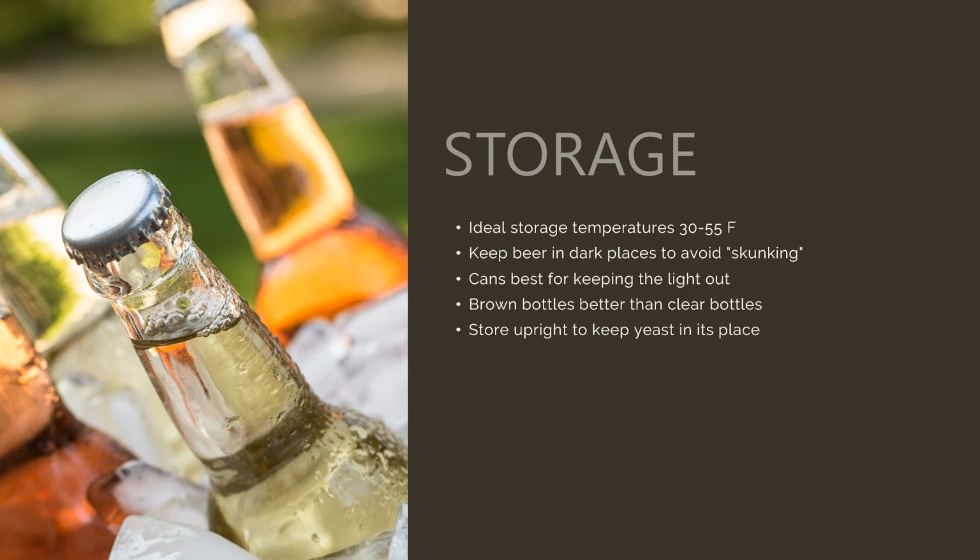And you also want it to be in dark places to avoid what's known as skunking. Skunking is an effect caused by UV rays, ultraviolet rays from the sun, entering the beer and causing chemical reactions that produce a smell and a flavor that is reminiscent of, as you might have guessed, skunk spray. So for that reason, cans are usually the best way to store beer so that the light stays out. If it's a glass bottle, brown bottles are better than clear bottles, but clear bottles are still used because sometimes it's nice to be able to see the liquid you're drinking.